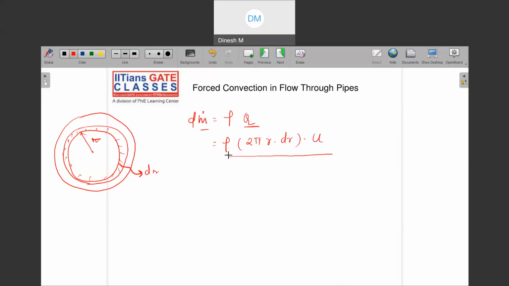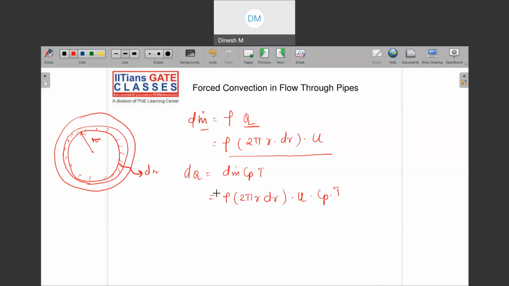Then what is the thermal energy transported by fluid through this elemental ring? Can I write down dq is nothing but dm dot into cp into T? Yes. So what is dm dot? This is rho into 2 pi r into dr into u into cp into T. Okay. So now what is the total energy transported at this particular cross section?